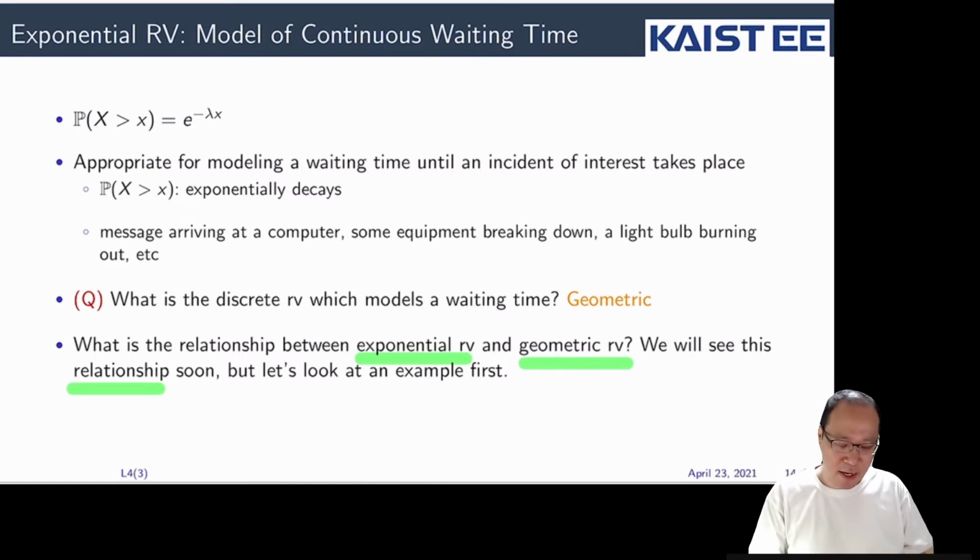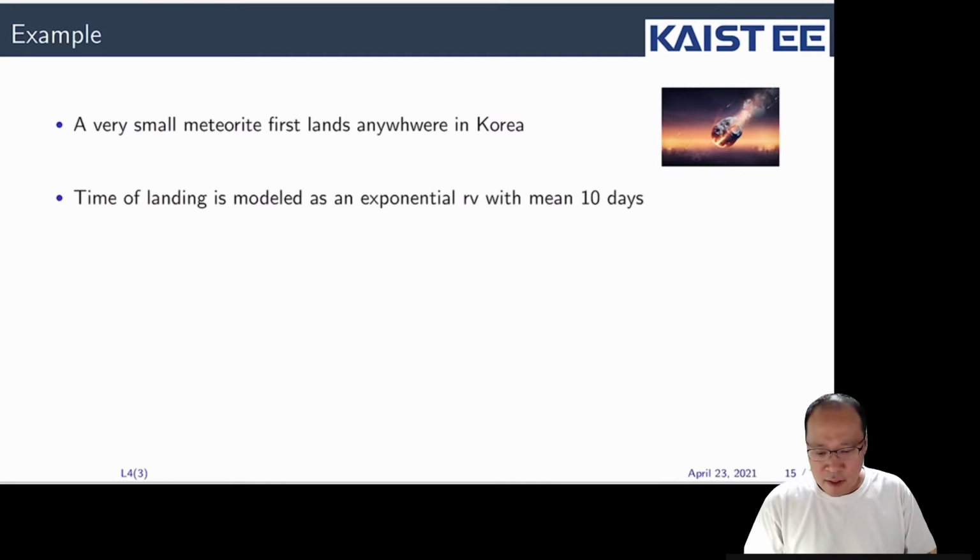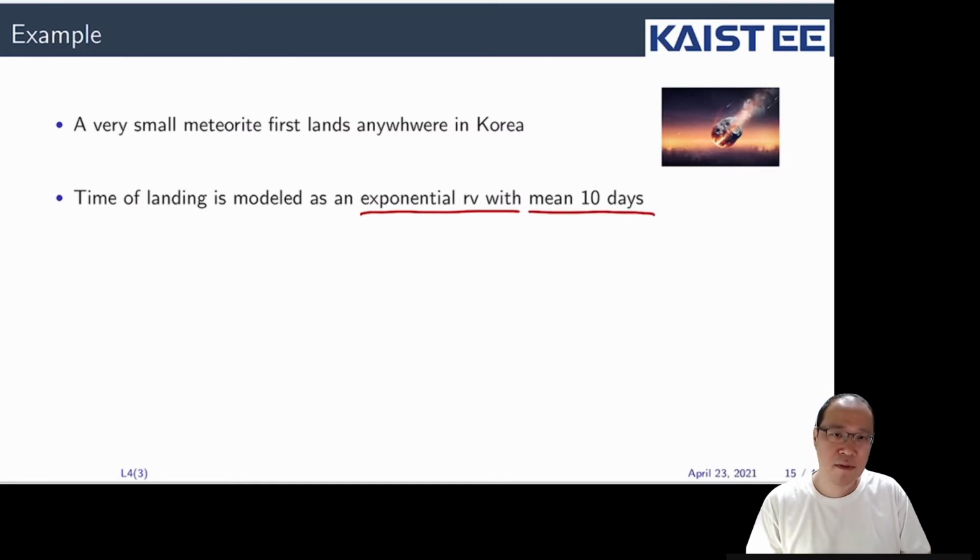We're going to look at those things soon. But before looking at that, let's first look at an example of how the exponential random variable is used. Okay, this is an example. Suppose that a very small meteorite first lands anywhere in Korea, for example. The meteorite landing time can be regarded as some kind of waiting time. So we're going to model this time of the landing using an exponential random variable, and the mean is 10 days.